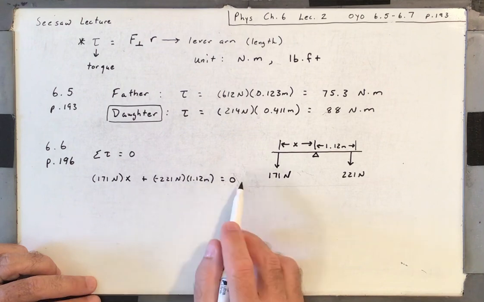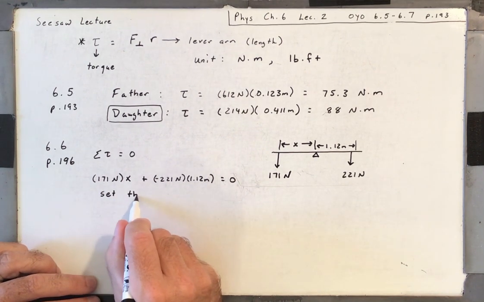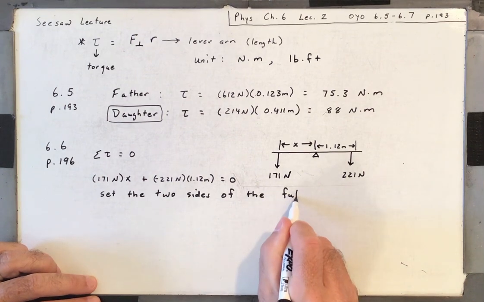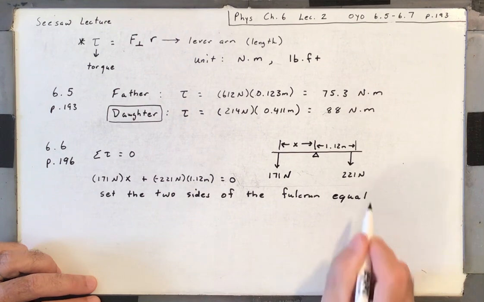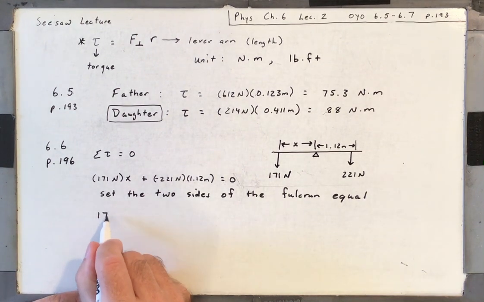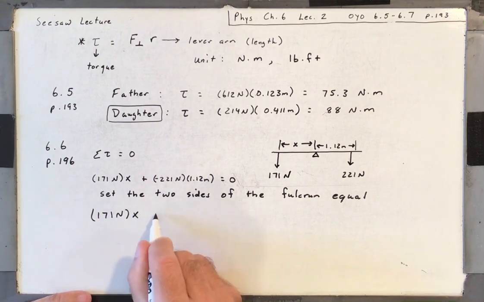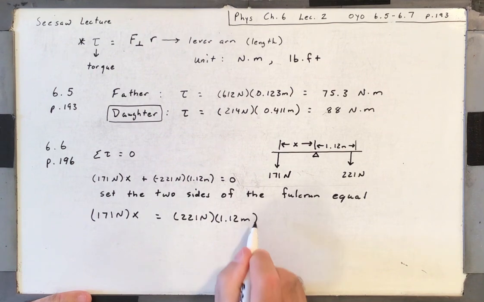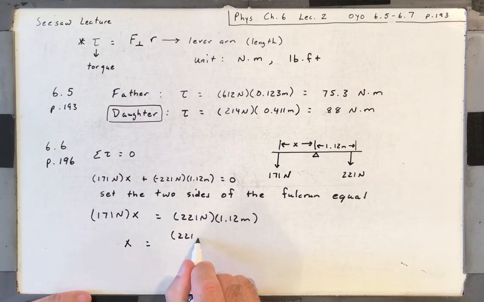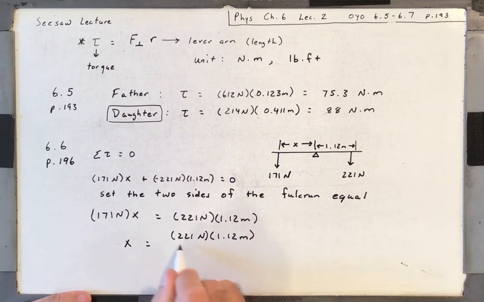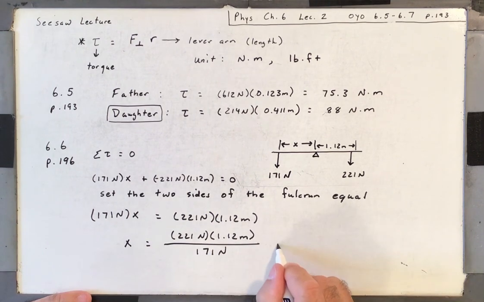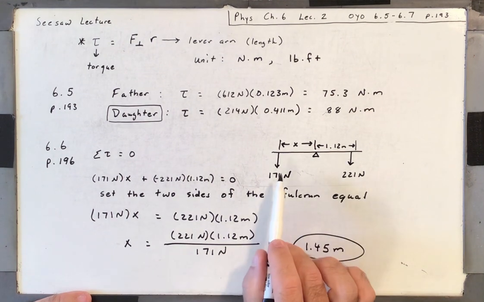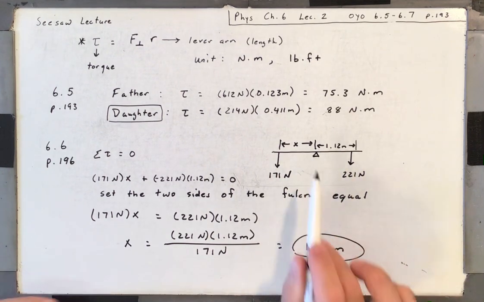But it's much easier just to set the two sides of the fulcrum equal. And then you don't have to worry about the signs, which one's positive, which one's negative. So I'd have 171 times x is equal to 221 times 1.12 meters. So x is equal to 221 newtons times 1.12 meters over 171 newtons. All right, and that is 1.45 meters. And I hope that makes sense. The girl, because she weighs less, is going to have to sit farther away from the fulcrum than the boy in order to achieve equilibrium.